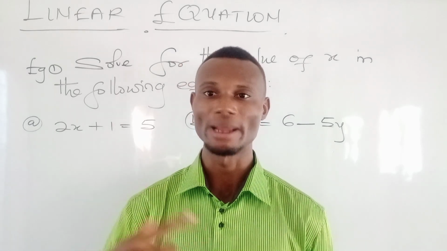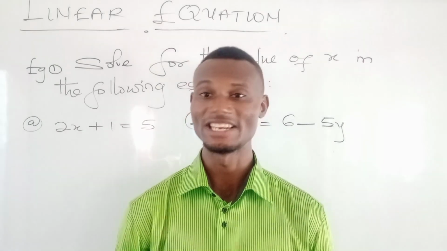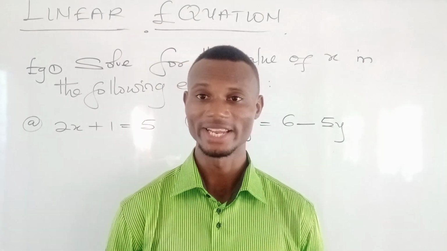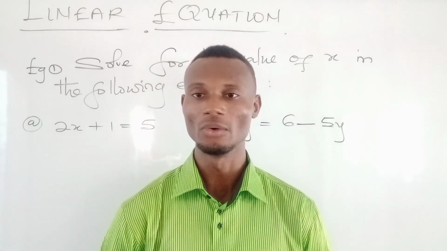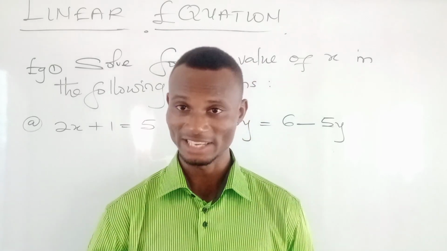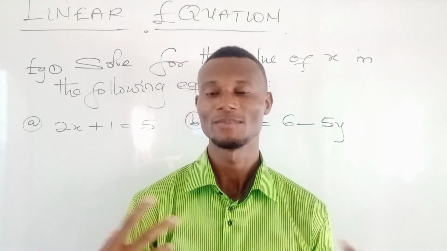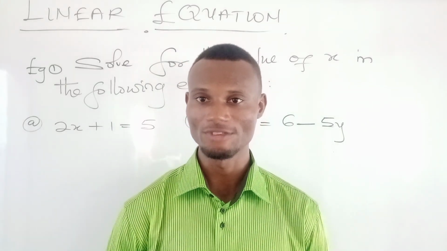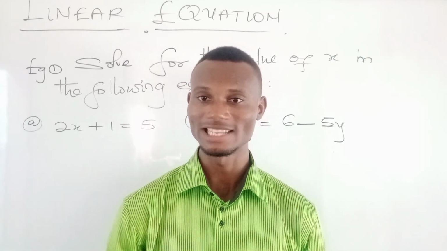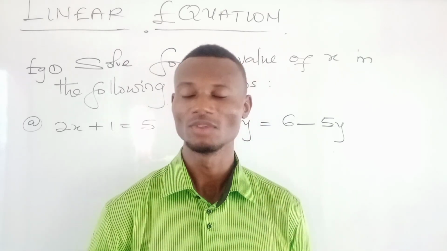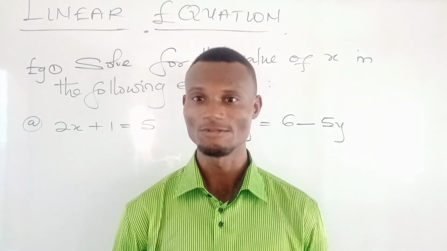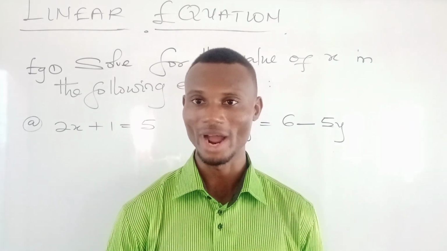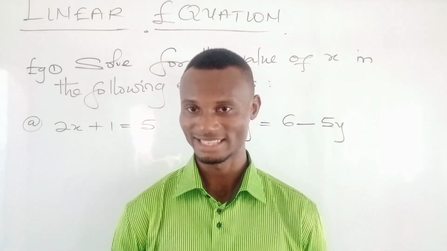Immediately it exceeds the power 1, it becomes a different type of equation. So for example, when the highest power of the unknown variable is power 2, that's a quadratic equation. When the highest power of the unknown variable is to the power 3, that becomes a polynomial equation. But with linear equation, the highest power of the unknown variable in it is to the power 1. I hope the understanding is clear.